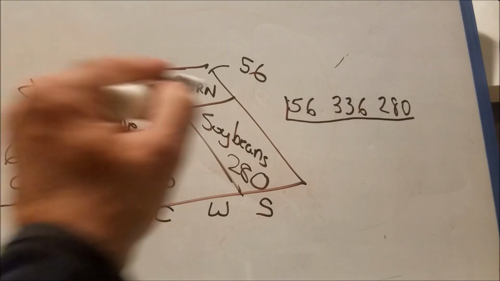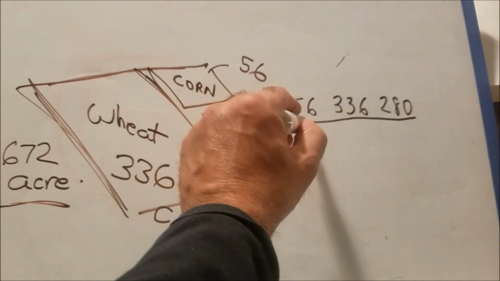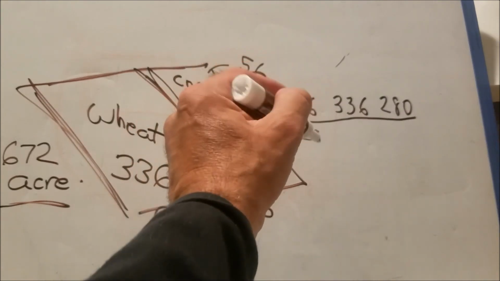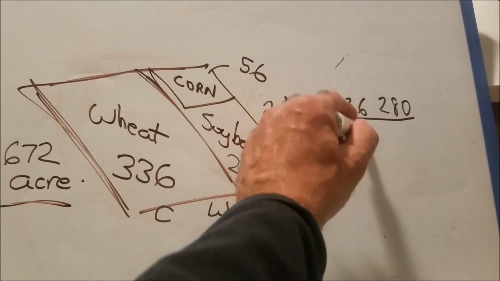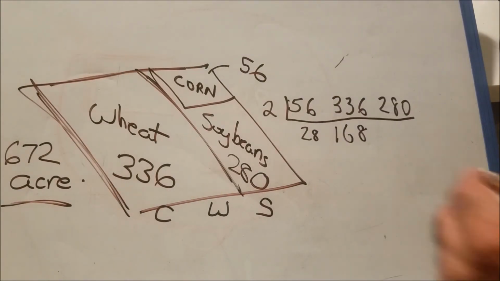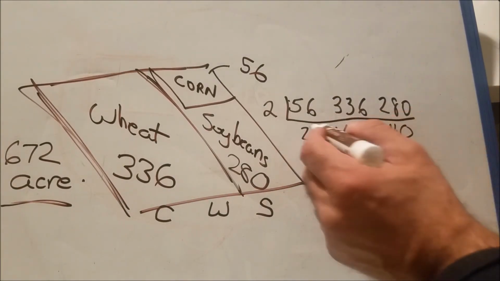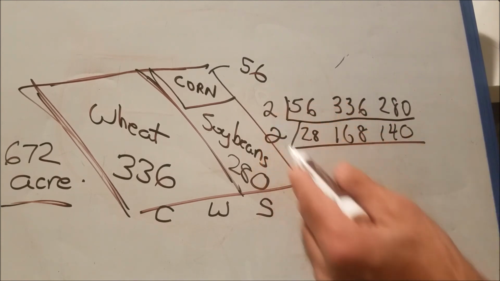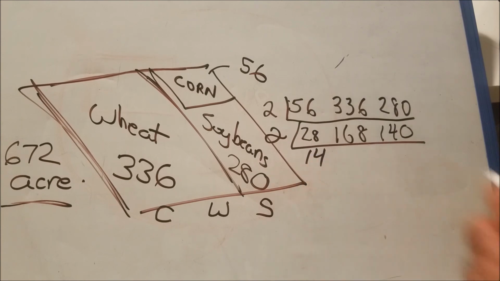You can say, well, let's just start with 2. And if you start with 2, 2 goes into 56 28 times. 2 goes into 336 168 times. And 2 goes into 280 140 times. Right? And we can keep making our division ladder. And we can use a 2 again, right? 2 goes into 28 14 times. If you're unfamiliar with the division ladder method, there is a video on division ladder method.